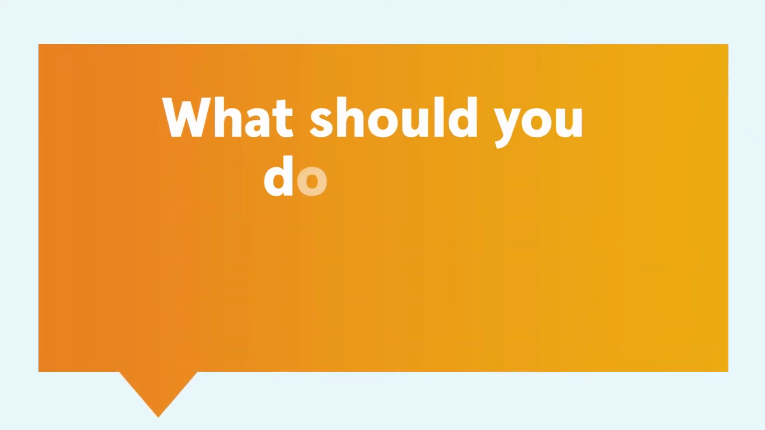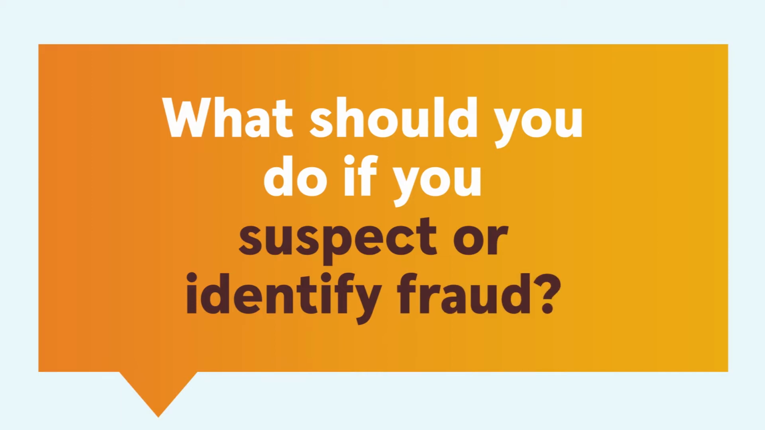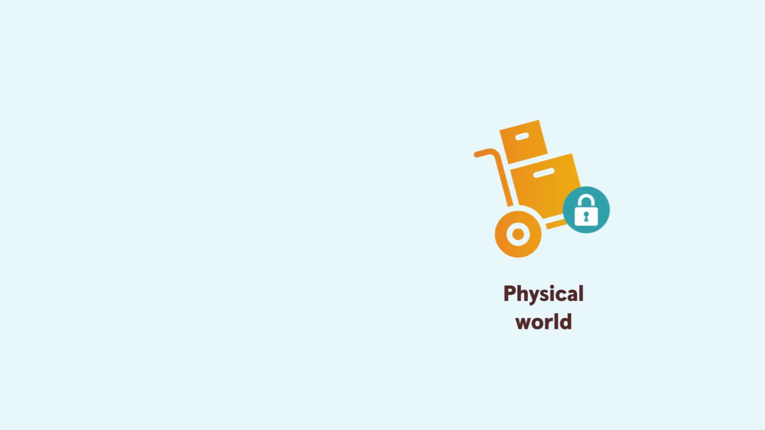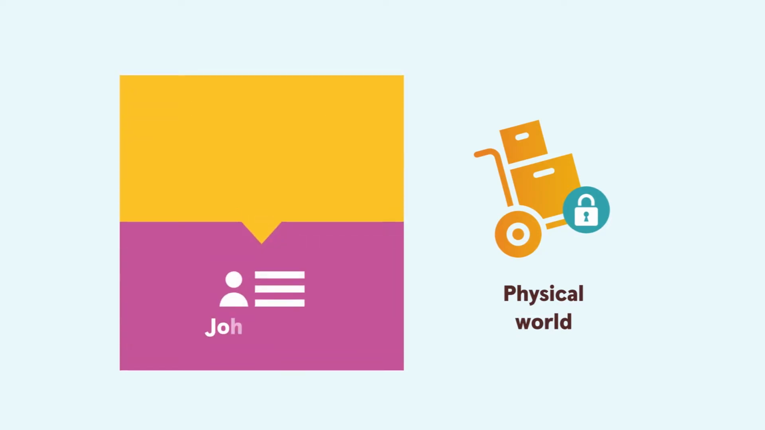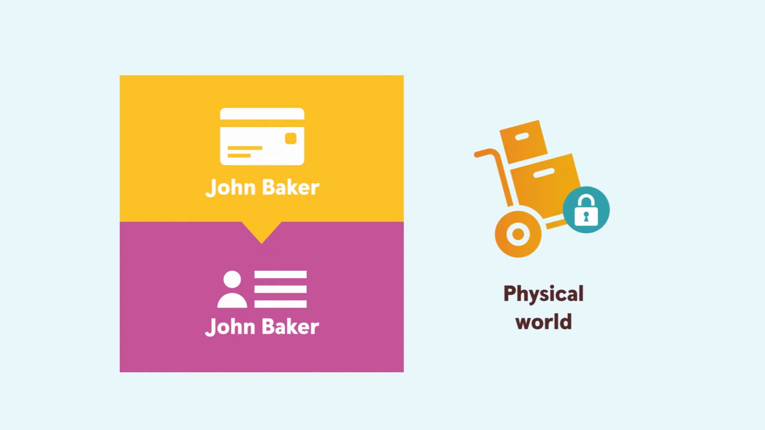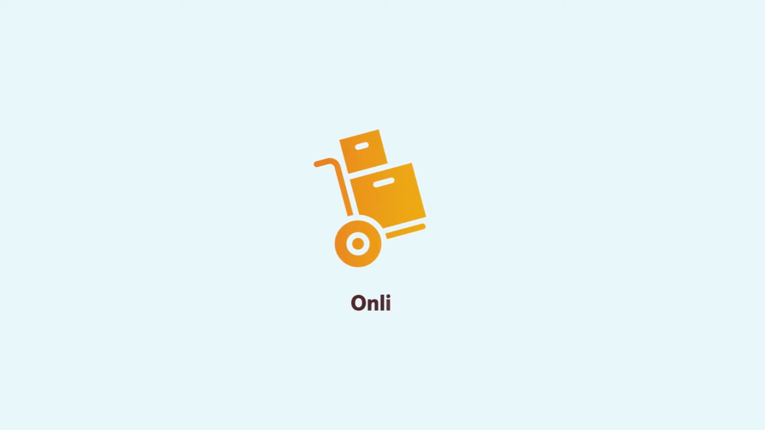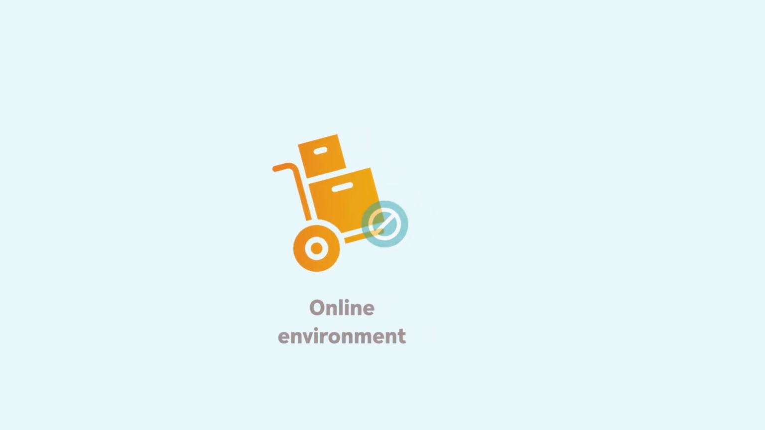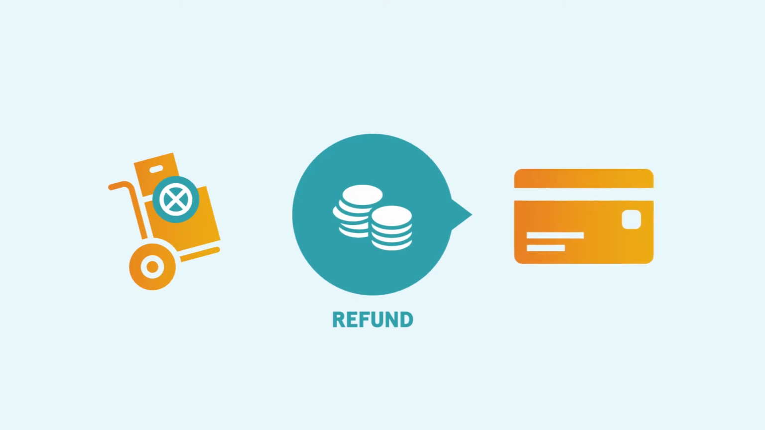What should you do if you suspect or identify fraud? In the physical world, before delivering goods or services, ask the customer to present additional ID along with their card and make a card-present transaction, which is a more secure payment method. If card fraud is identified or suspected in an online environment, do not deliver the goods or services and refund the money. In case you're canceling the order, initiate a refund through the same payment tool. A card transaction must be refunded only to the same card.